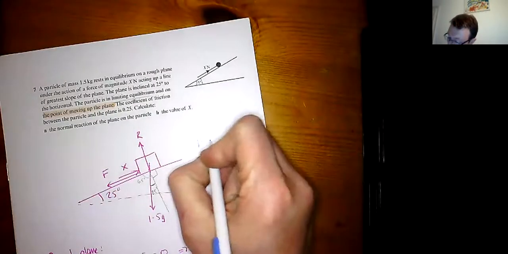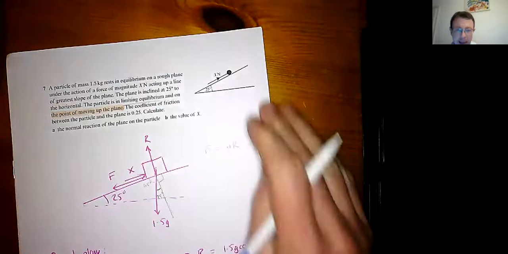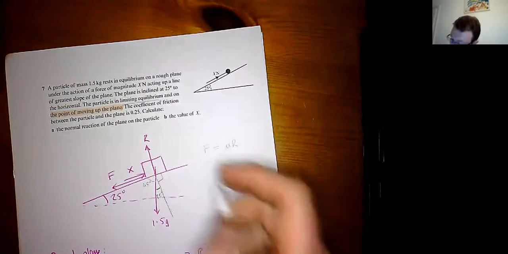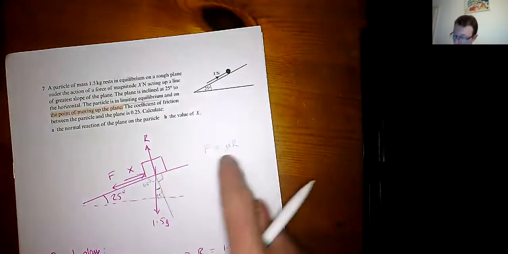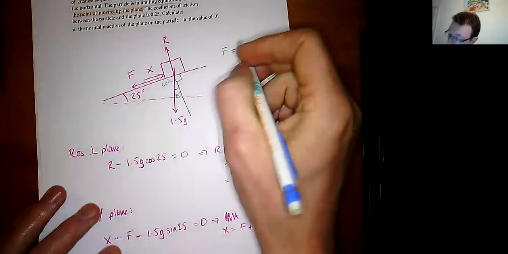So F equals mu R. And, you know, do this yourself in an exam. When the examiner's marking your work, they're looking for your work. It just doesn't matter where it is. But I want to put that F in that equation in a minute. So I'm going to work it out here. So F equals mu R.